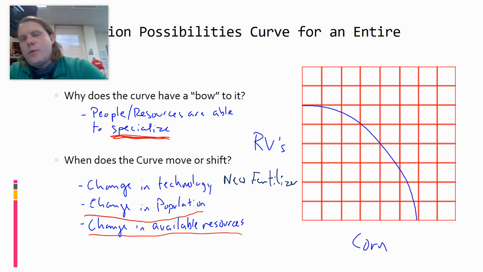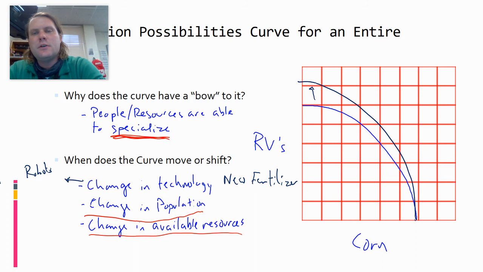Now we could also say we have robots that build RVs faster. Okay. So just kind of like right here, we'll say robots that build RVs faster. Well, we could do the opposite. We could draw it like this. Okay. So those are two examples of only one side of the line shifting.